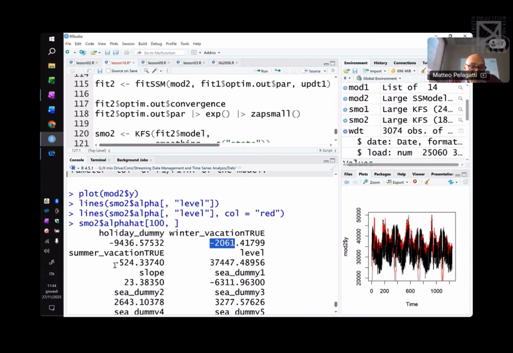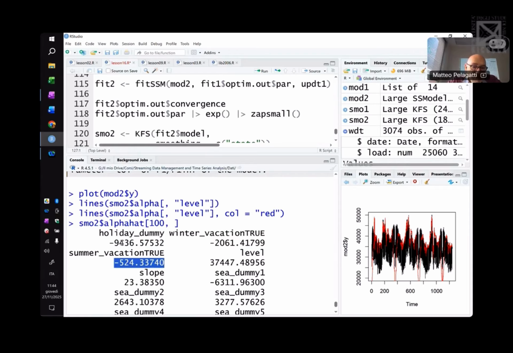And summer vacation has this negative effect of 500 megawatt hours. Of course, this effect has to sum up to the effect of the within-year seasonality. Okay, so this is the effect. It's larger than this, and it's larger than this in absolute value.